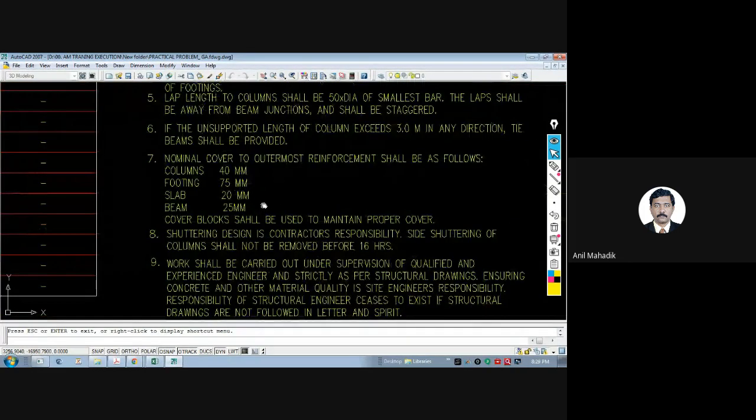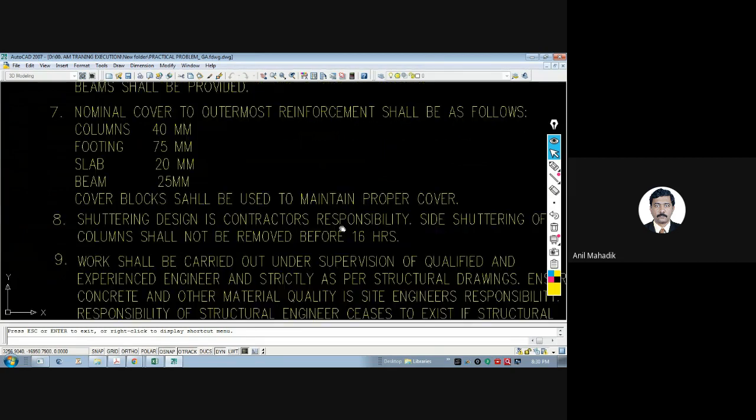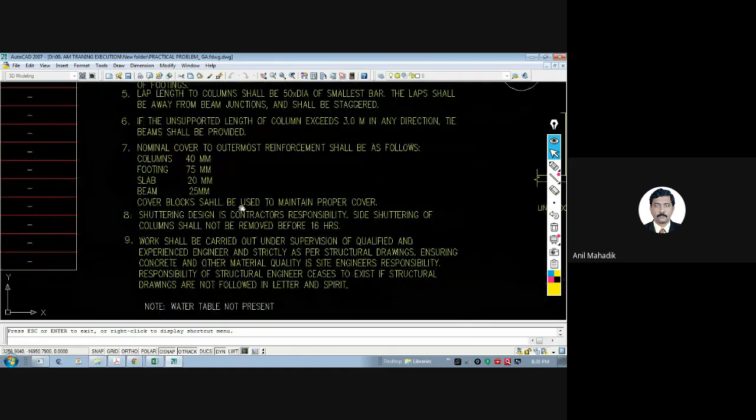And cover blocks shall be used. As you are designing the reinforcement for beams and footings using effective depth, that effective depth has to be there. So cover blocks shall be provided, and shuttering design is the contractor's responsibility. Generally, we don't take the responsibility of the shuttering design. If they ask us to design it, then we take it. Otherwise, it is his part. So there are limitations to our responsibility as a structural engineer. It is not that we are 100% responsible for everything. We are responsible for the design drawing. That's it.